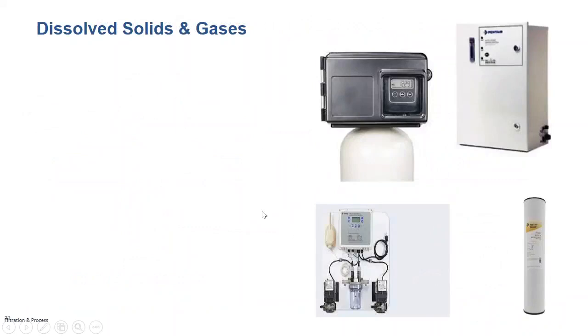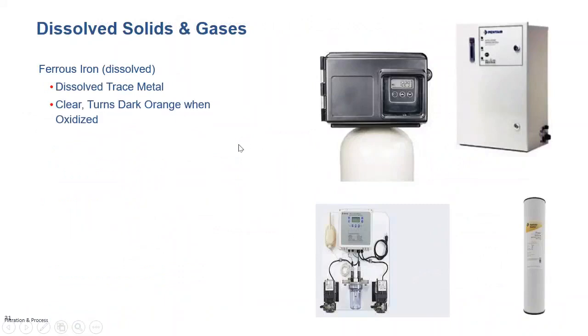Then there's another way we can get rid of dissolved solids in water. We can use chemical oxidation. For ferrous dissolved iron, this is dissolved trace amounts of iron. Trace amounts of iron will form that characteristic rust. It starts off clear in your water, it's dissolved, but when it gets exposed to air, it turns to that familiar orangey color and precipitates out if there's enough of it.